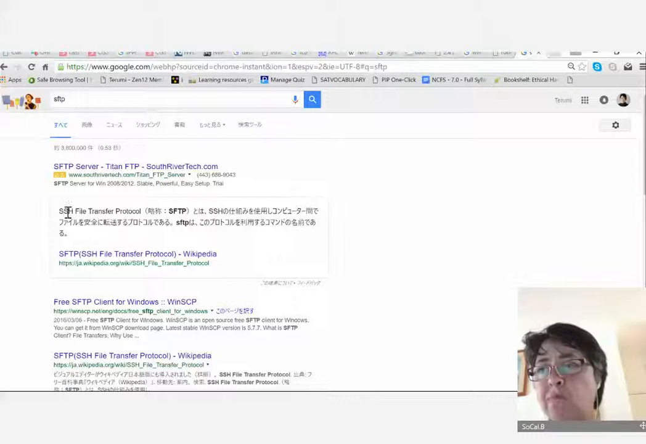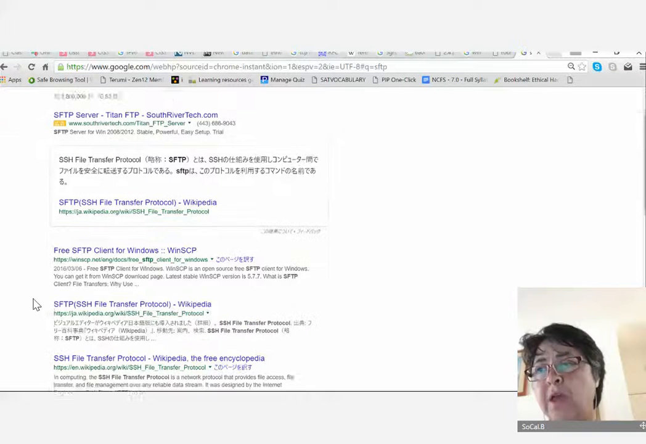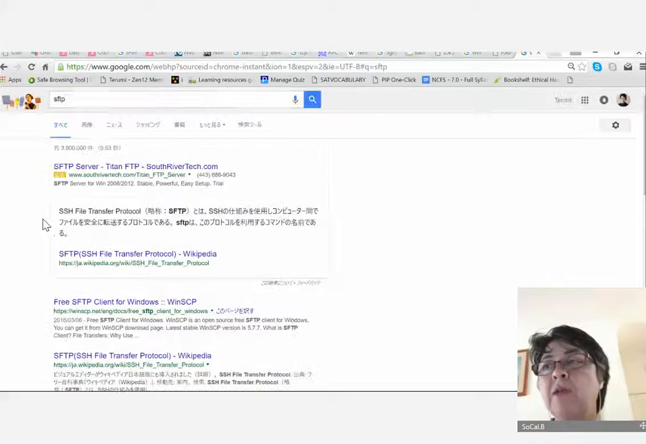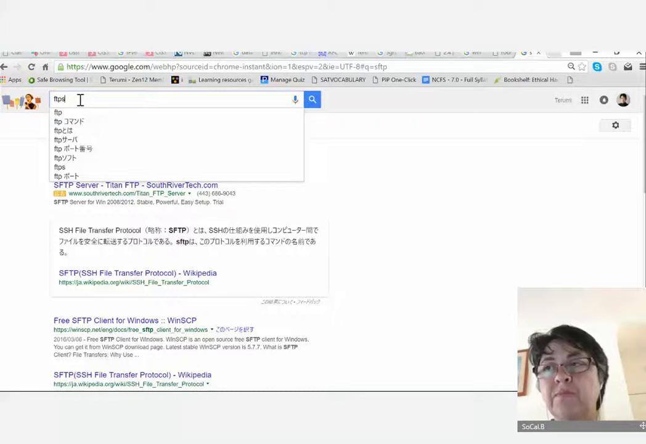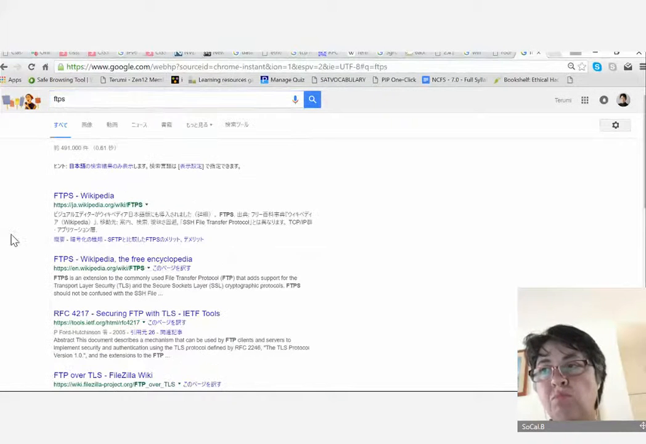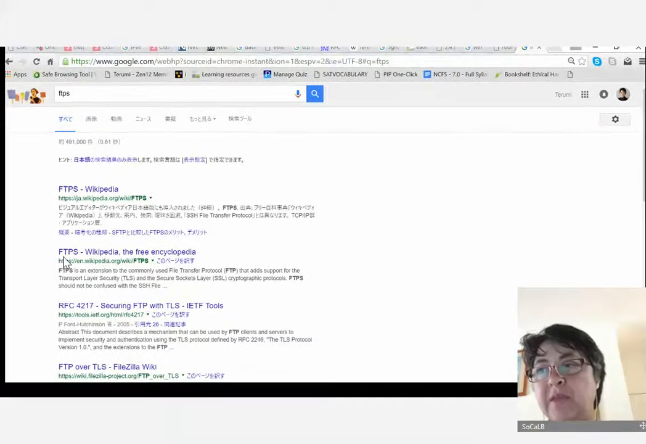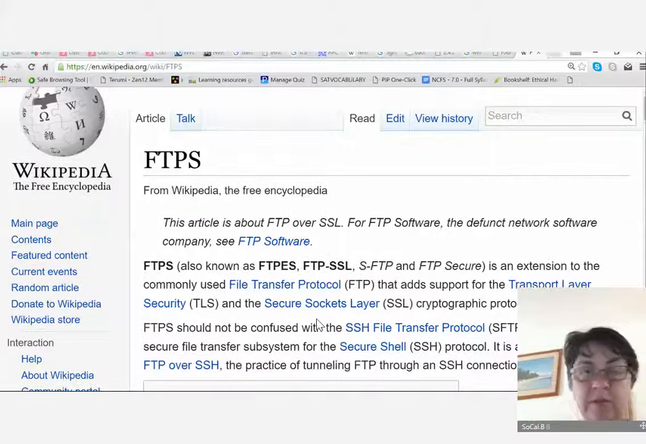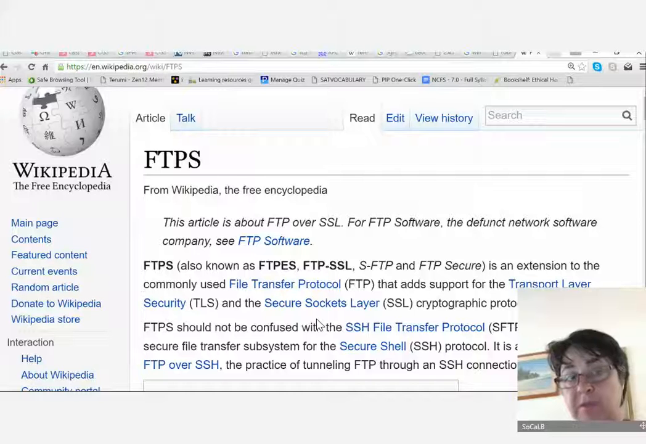The SFTP, okay, is a secure shell file transfer protocol. So it is basically an FTP tunneled over SSH. Okay, that's what an SFTP is, right? The FTPS is an extension to the FTP. So here it is. FTPS is an extension, or FTP over the SSL. Extension of the commonly used file transfer protocol adds support for TLS. Okay, so now you know the difference between FTP and FTPS and SFTP, right?